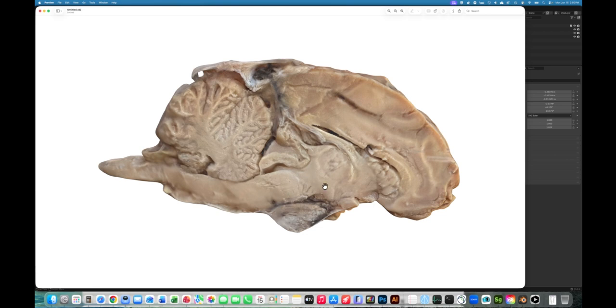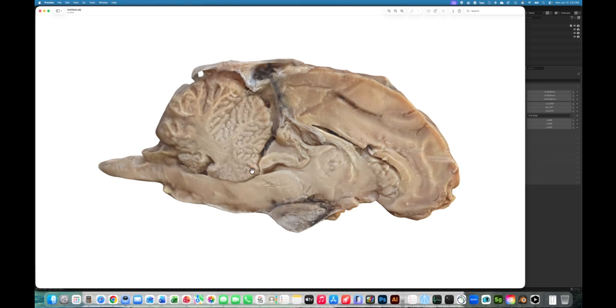The third ventricle is right here inside of the diencephalon. And you can kind of see that it's indented here. And that's connected to the fourth ventricle by what's called the cerebral aqueduct, which is this area right here. There's also a lateral ventricle inside of the cerebral hemispheres. So those are the hollows of the brain.